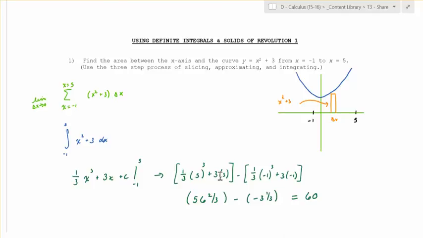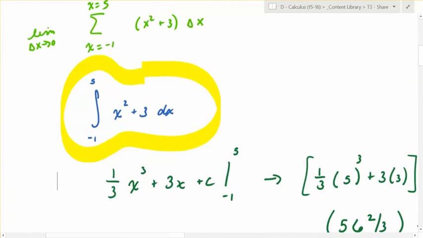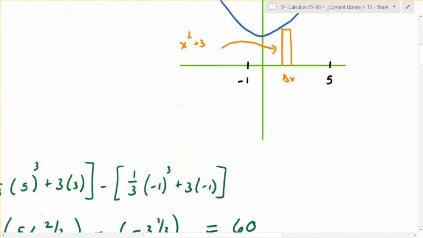This is not a rotational solid, so you're just finding the area. So it's just this integral right here. You're integrating from -1 to 5 of the upper bound. That's it. So that's the two-dimensional.